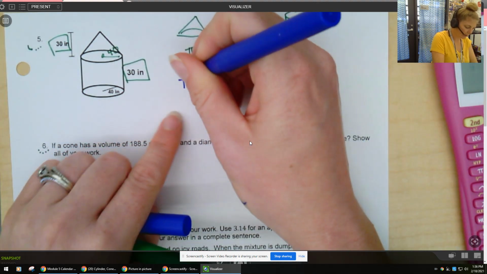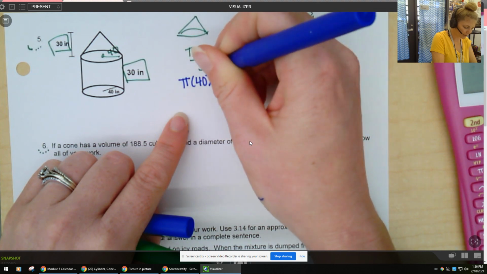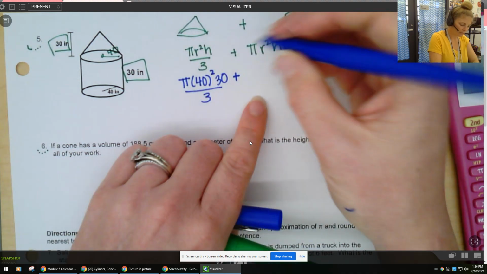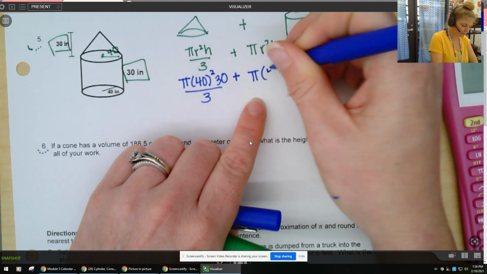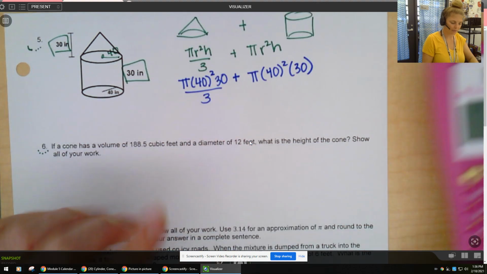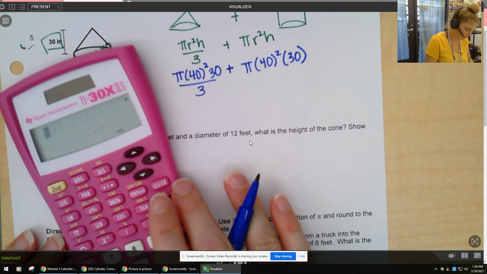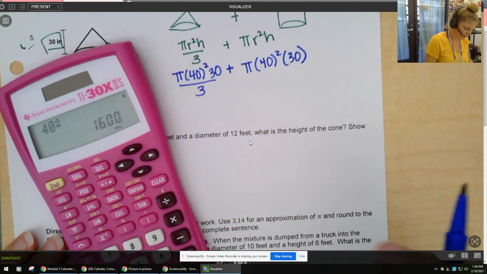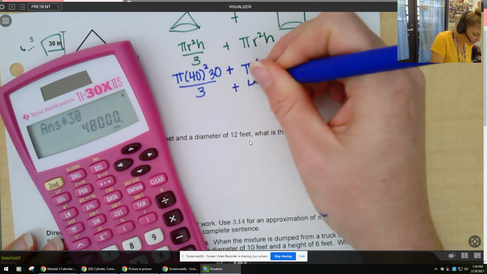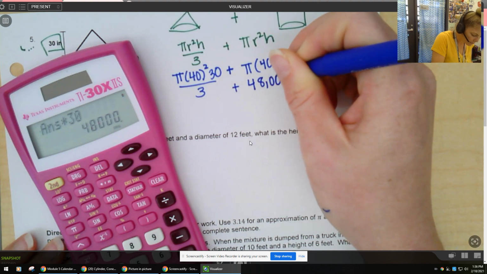I'm just going to go ahead and plug in the values and calculate away. So here, pi, our radius is 40 being squared times the height, which is 30, divided by 3. And over here, we're just going to have pi, our radius, which is 40 being squared times 30. And this way, I don't have to put as much into my calculator either. So 40 squared is 1,600 times 30. So this is 48,000 pi.